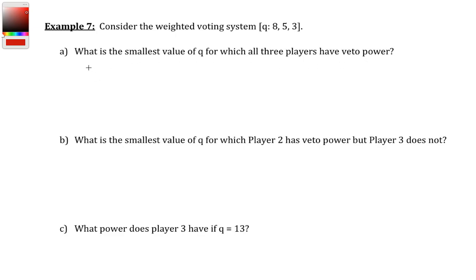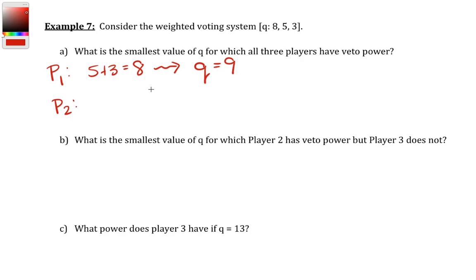Well, let's look at each player one at a time. So let's look at veto power for P1 first. Well, without P1, the most votes that the other people can get is 5 plus 3, which is 8. Which means for P1 to have veto power, Q would need to be 9. Without P1, they can't get that 9.